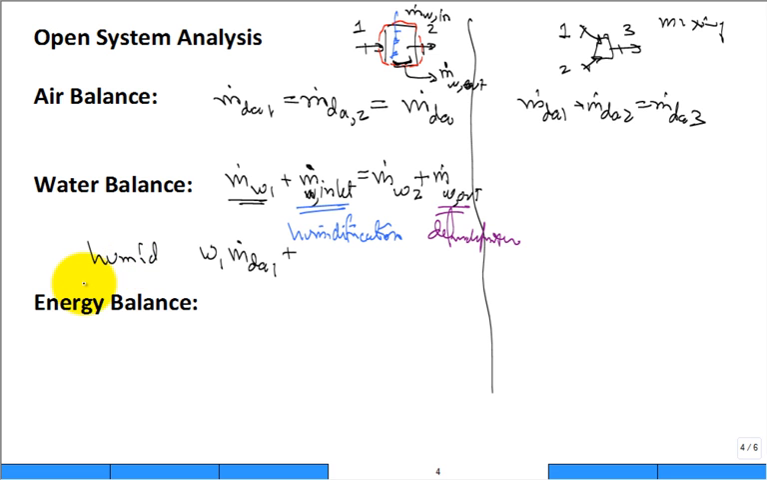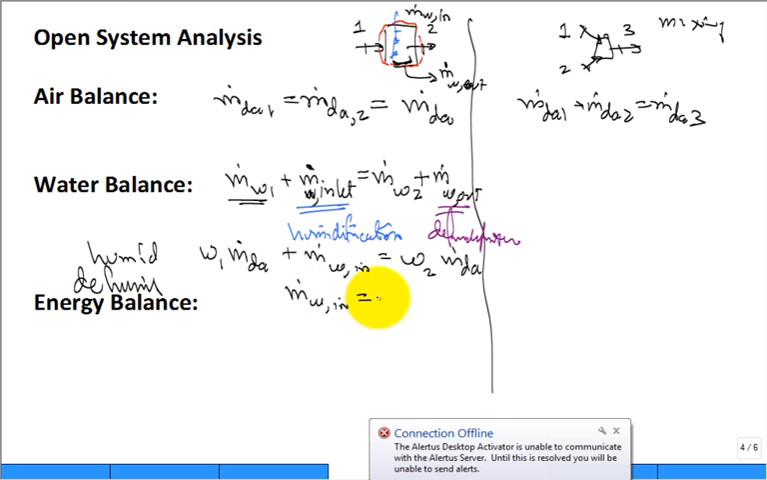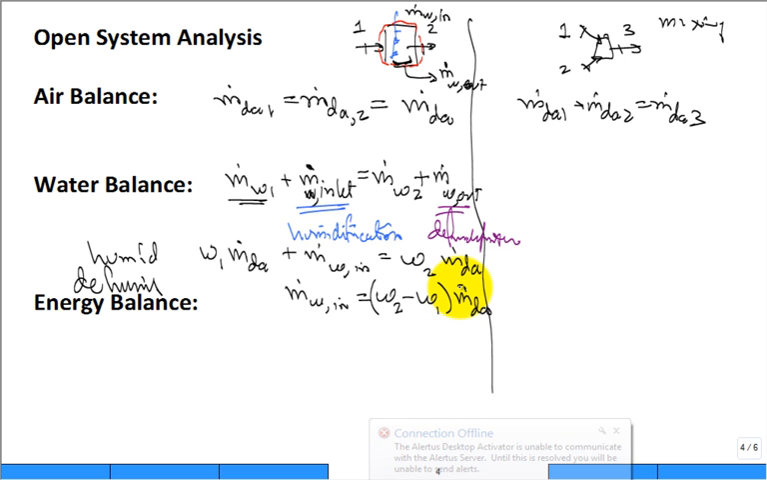Humidification and dehumidification. So for humidification, we have the mass flow rate of water in equal to the humidity ratio out times the mass flow rate of dry air out. Are these two mass flow rates of dry air the same? So we get rid of the subscripts 1, 2. And then we see there's a relationship. The mass flow rate of the water coming in is equal to the higher humidity ratio minus the lower inlet humidity ratio times the mass flow rate of dry air.